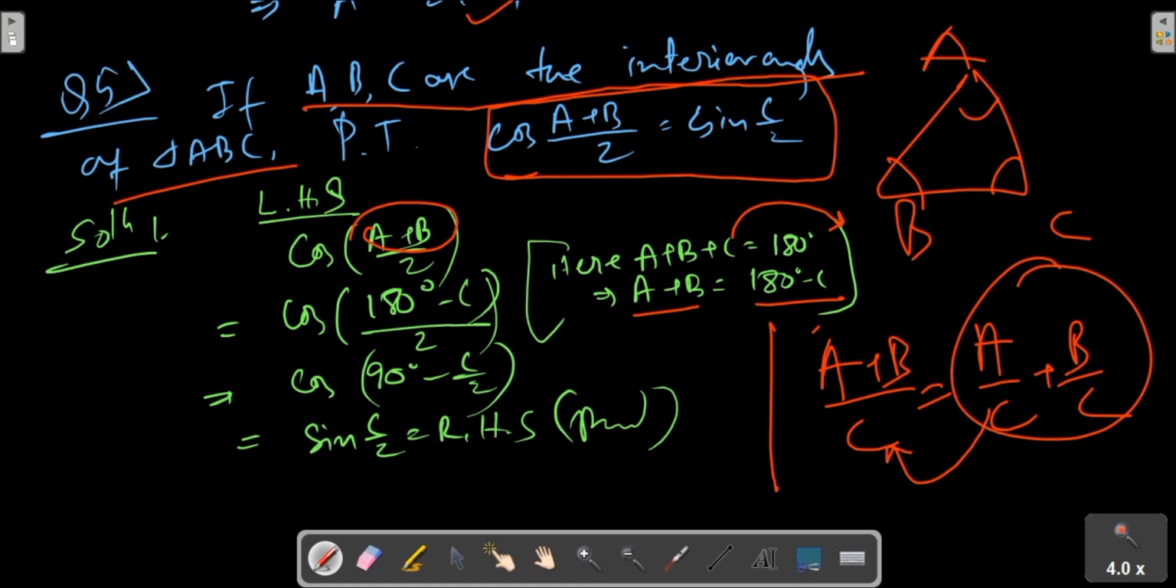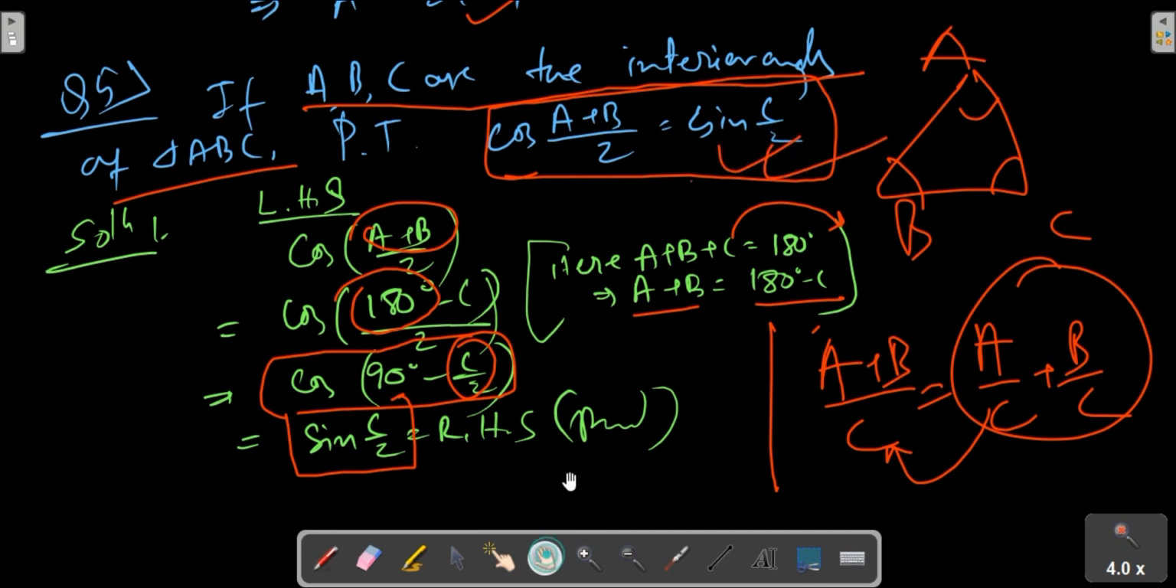Okay. Acha. So here we can do what? 180 divided by 2 means 90 minus C by 2. So now see this step, it is showing one formula, that is cos 90 minus theta or cos 90 minus A. So what is the formula? Sin A. So here in this place of A there was C by 2. So it would also be C by 2, sin C by 2. So see, we have got the proof. So I think the sum is clear.